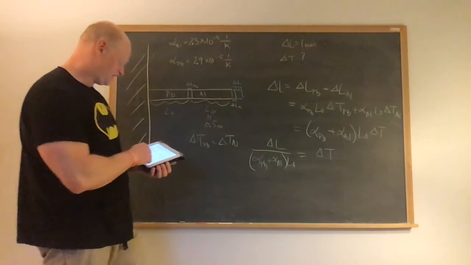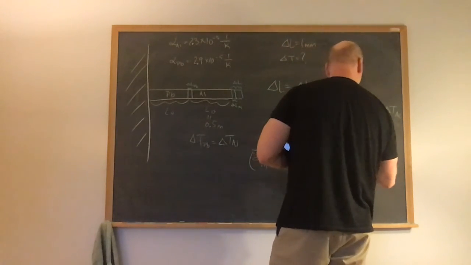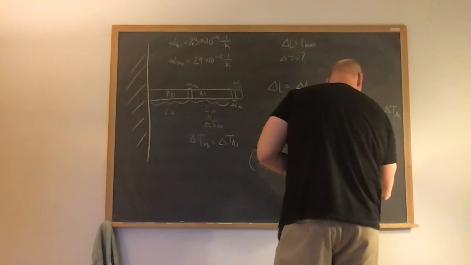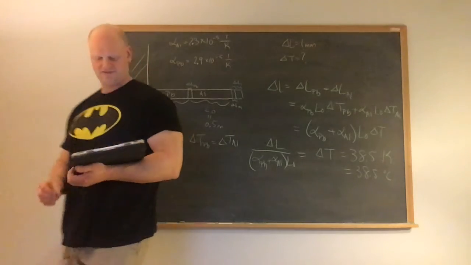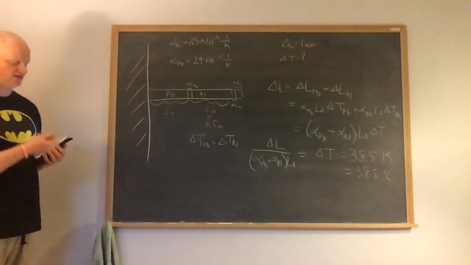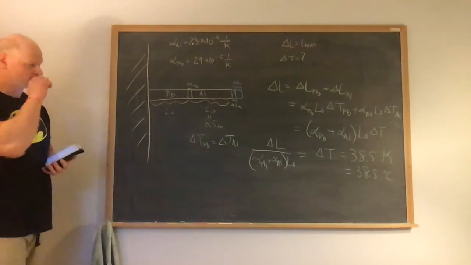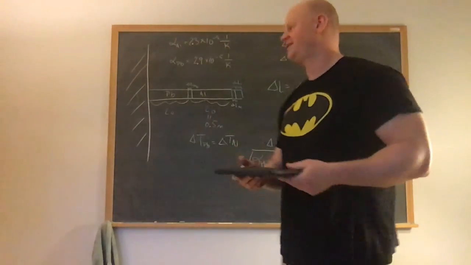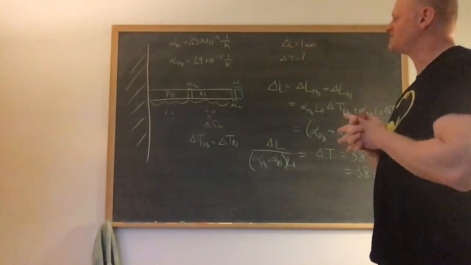Plugging in my numbers, I find that my change in temperature is equal to 38.5 Kelvin, which is the same thing as 38.5 degrees Celsius. Remember that a 1 degree change in Kelvin is exactly the same as a 1 degree change in Celsius. So good, this is an example of linear thermal expansion. We're only going to do one. I think that's enough to show what's going on.